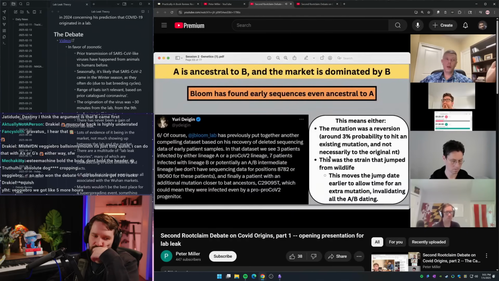And of course, Jesse Bloom is also famous for finding this deleted patient data set that had 11 patients, I think 4 of which had even earlier genomes.